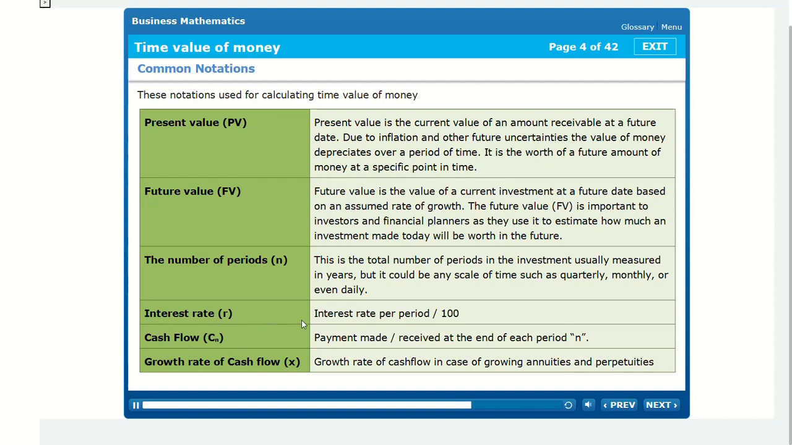Interest rate. Interest rate per period divided by 100. Cash flow. Payment made or received at the end of each period. Growth rate of cash flow, in case of growing annuities and perpetuities.